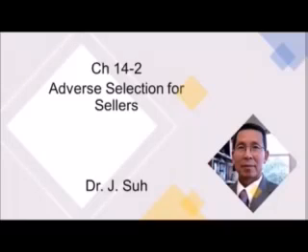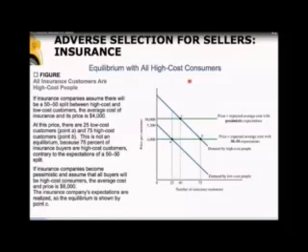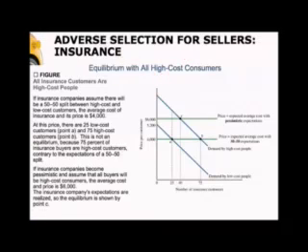We've already talked about the adverse selection problem when the buyers have imperfect information, but we can also look at a market where the sellers have imperfect information. A good example of this is insurance. Suppose you have a mix of consumers. Some of them are high-cost consumers and some of them are low-cost consumers when we're talking about insurance. So if you were the insurance company, you would charge the high-cost consumers $6,000. And suppose you would charge the low-cost consumers $2,000.